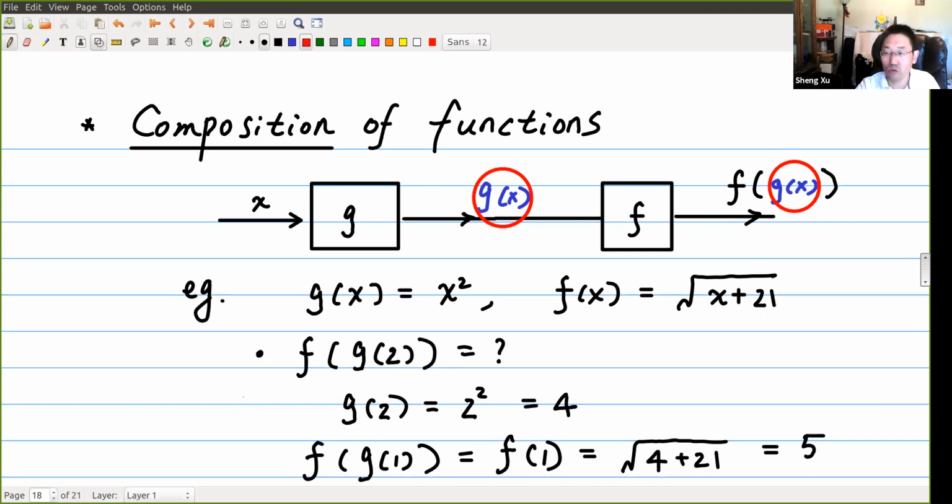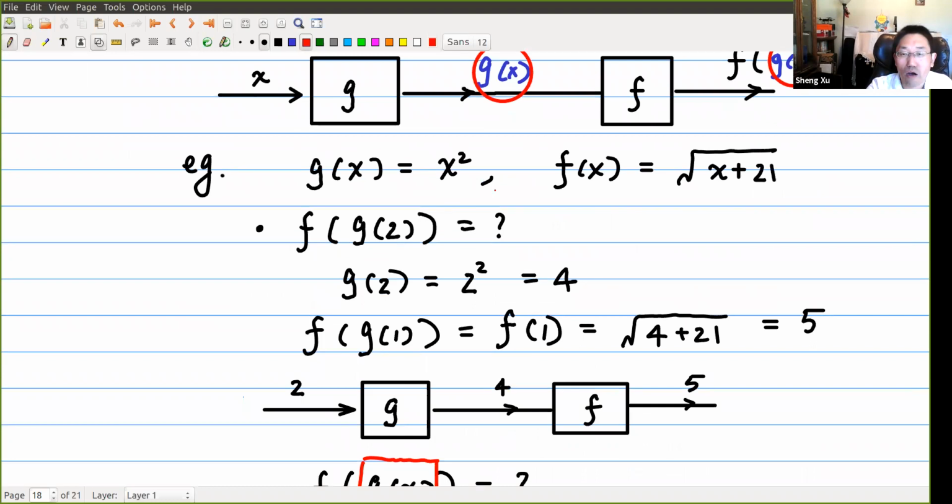For example, suppose g(x) is x squared, and f(x) equals the square root of x plus 21. If I ask you, what is f of g of 2? So simple: you first compute g(2), which is 2 squared, 4. Then I take g(2) as input to f, so it's f of 4, since g(2) equals 4. Then it's the square root of 4 plus 21, which equals 5. So fix your notes, I think I have some typos. That's the way to get f of g of 2, very simple to understand.